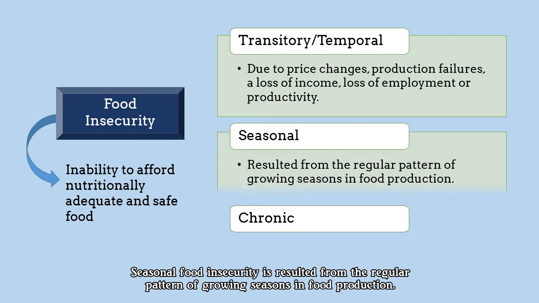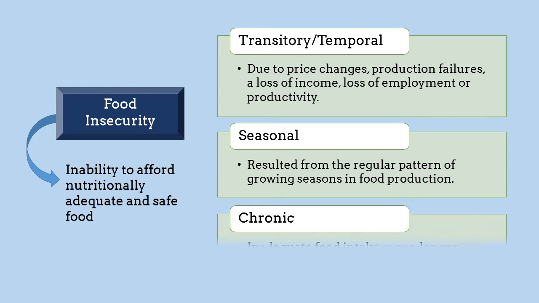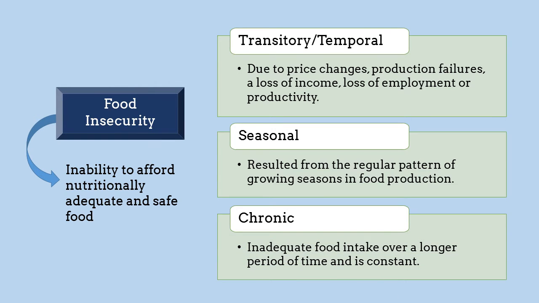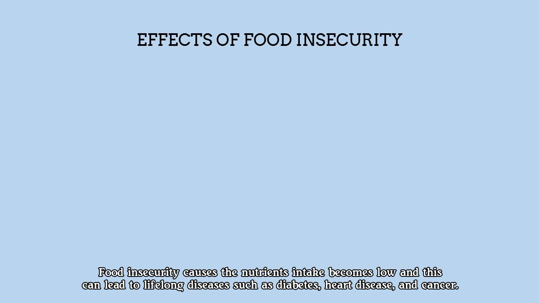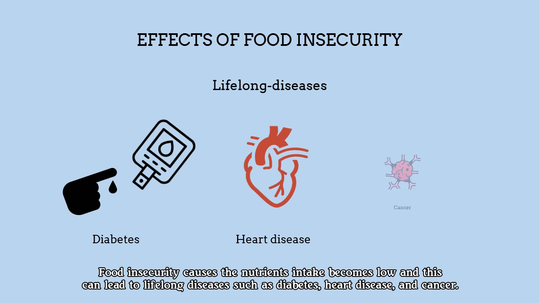Seasonal food insecurity results from the regular pattern of growing seasons in food production. Last is chronic food insecurity, which refers to inadequate food intake over a longer period of time and is constant. Food insecurity causes the nutrient intake to become low, and this can lead to lifelong diseases, such as diabetes, heart disease, and cancer.